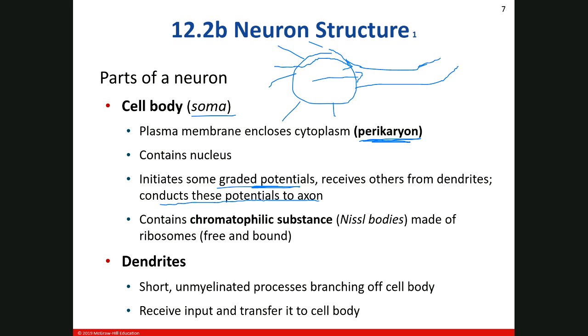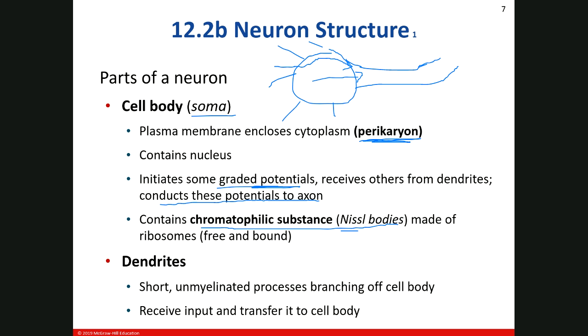Another substance that you do need to know is called the chromatophilic substance, also known as Nissl bodies. These are, again, ribosomes, but we give them these names. The gentleman that discovered them was Dr. Nissl. I don't know his first name, I just made that up. But I do know that his last name was Nissl, and he discovered the ribosomes in the neuron.